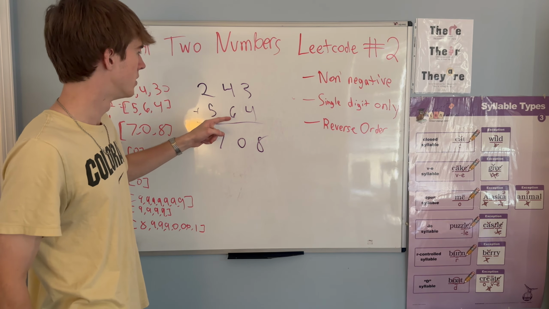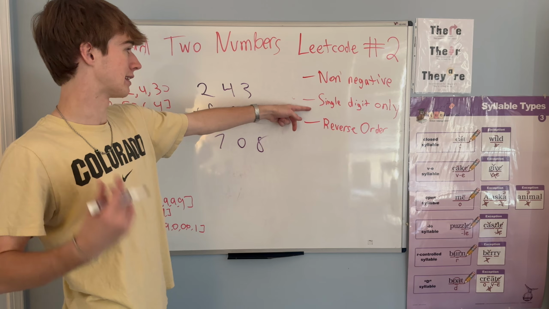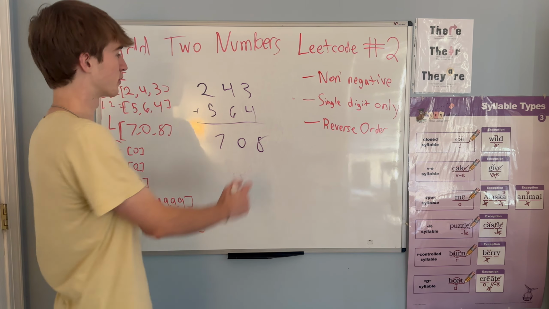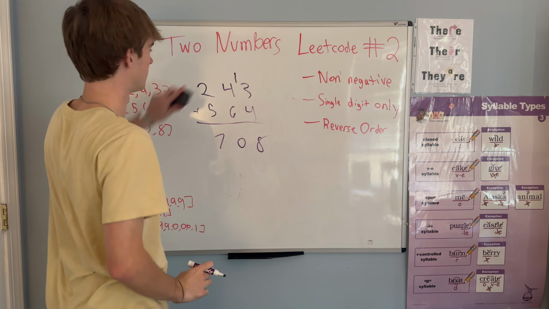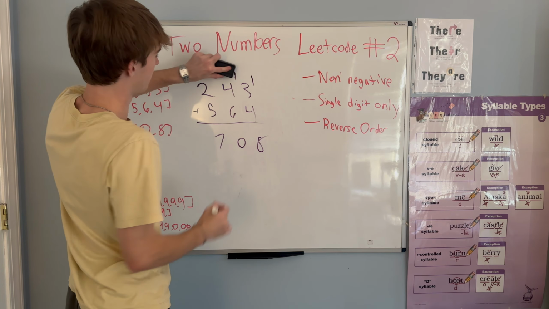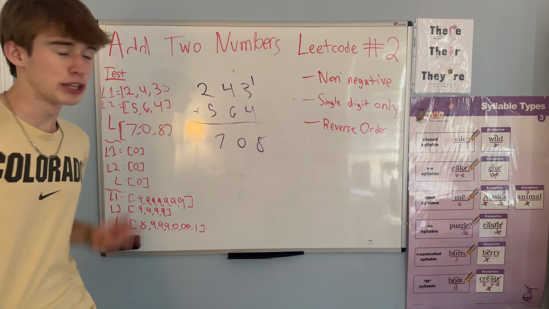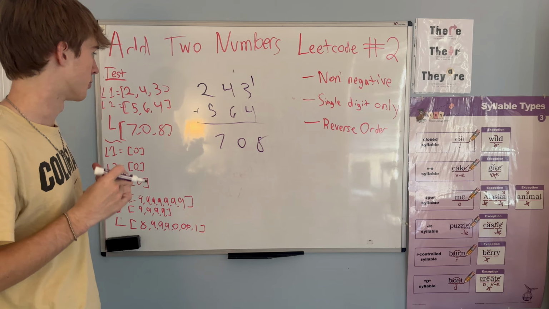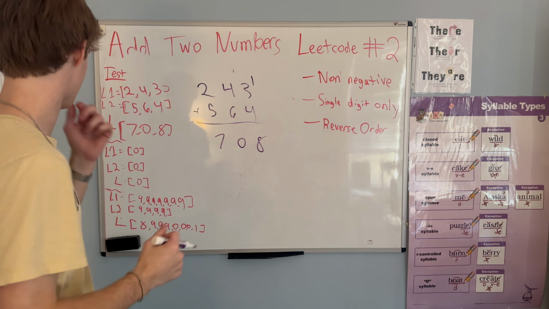But wait, it's 10. But the constraint is that single digits only go in each linked list. This means that this carryover of 1 gets put up here. Let's draw that a bit clearer. It gets put up here. And then we add these up, and we get 8. And so now we can kind of visually see how we're adding. We're just basically doing the addition we learned in elementary school, just kind of backwards, right?